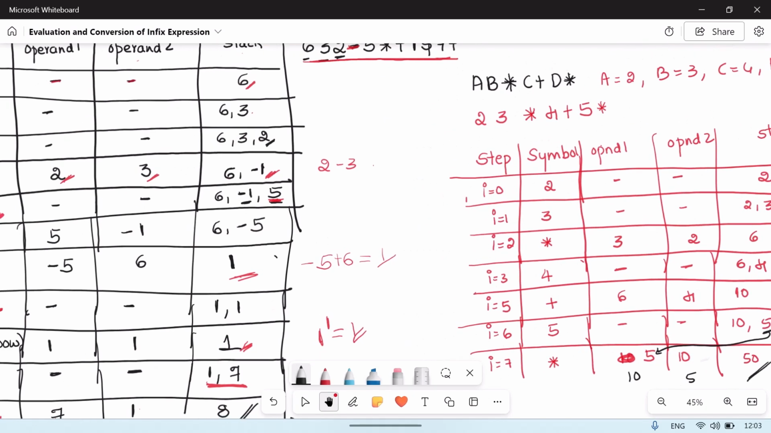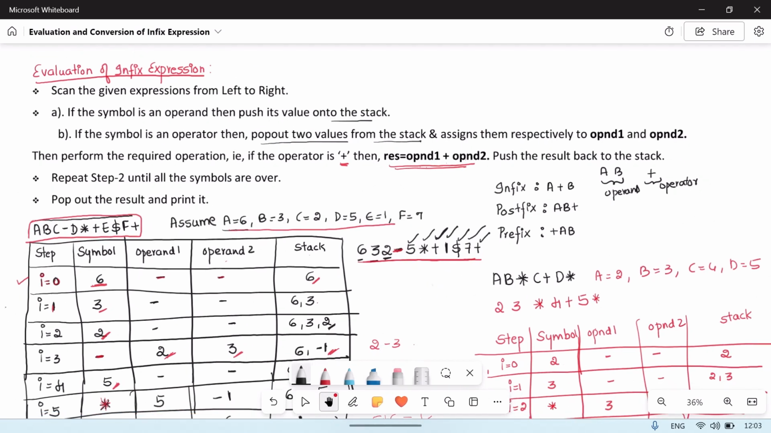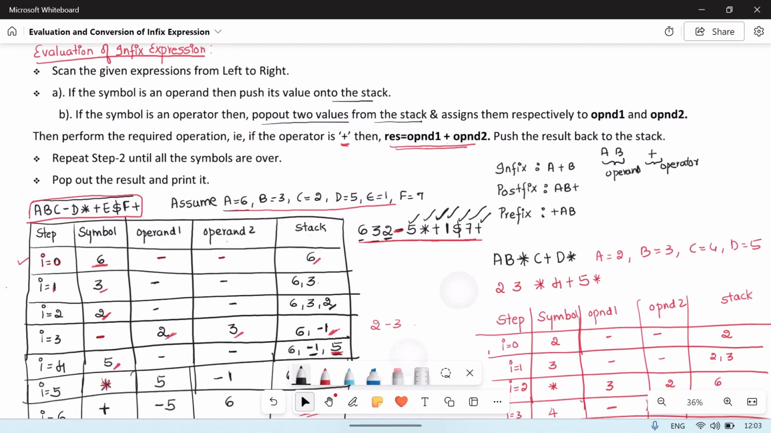So I hope you have understood. You can apply it to any given infix expression. So you can look at this and you can learn.